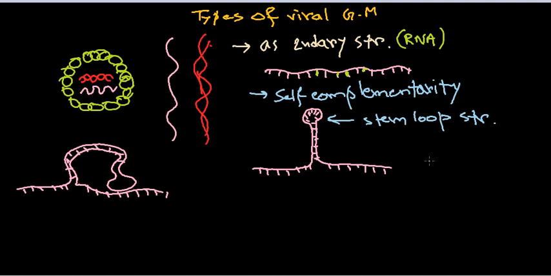Let me draw another type of structure for you. Another structure can be like this. Here is again complementarity, and again like that, here is some complementarity, here is some complementarity. So structures like that are pretty common in all the RNA structures. This is a pseudoknot. So structures like the stem loop structure or pseudoknot are found inside the viral genome particle for the RNA containing viruses.